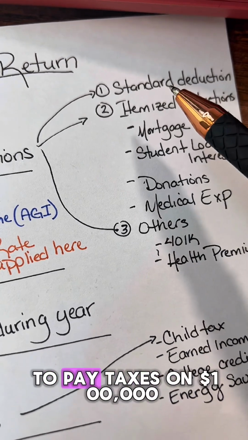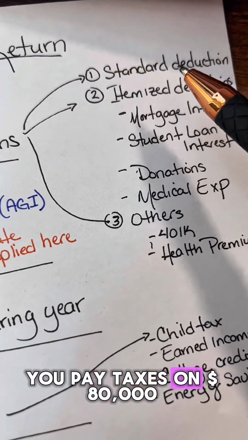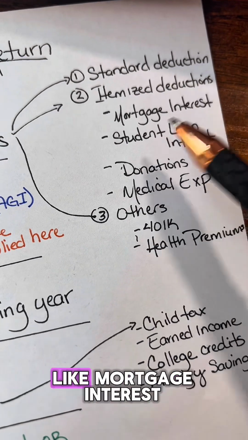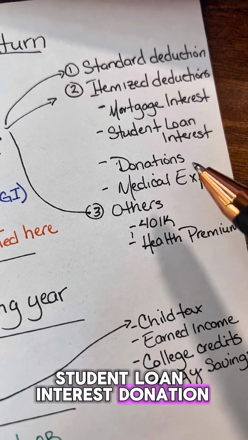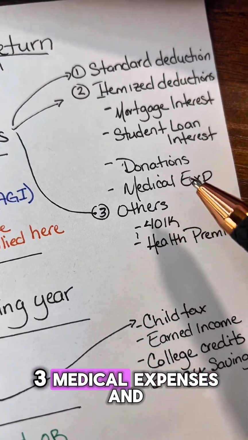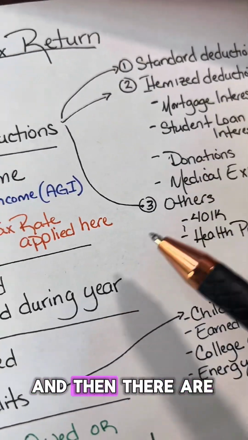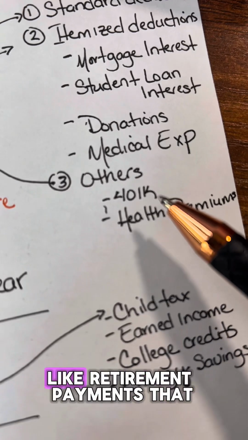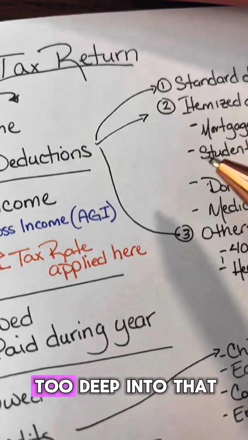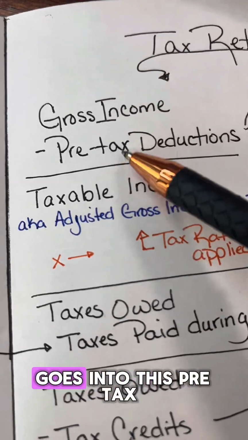So instead of having to pay taxes on $100,000, you pay taxes on $80,000. Itemized deductions can be things like mortgage interest, student loan interest, donations, so charitable donations to a 501(c)(3), medical expenses, and so on. And then there are other types of deductions as well, like retirement payments that you make and health premiums.